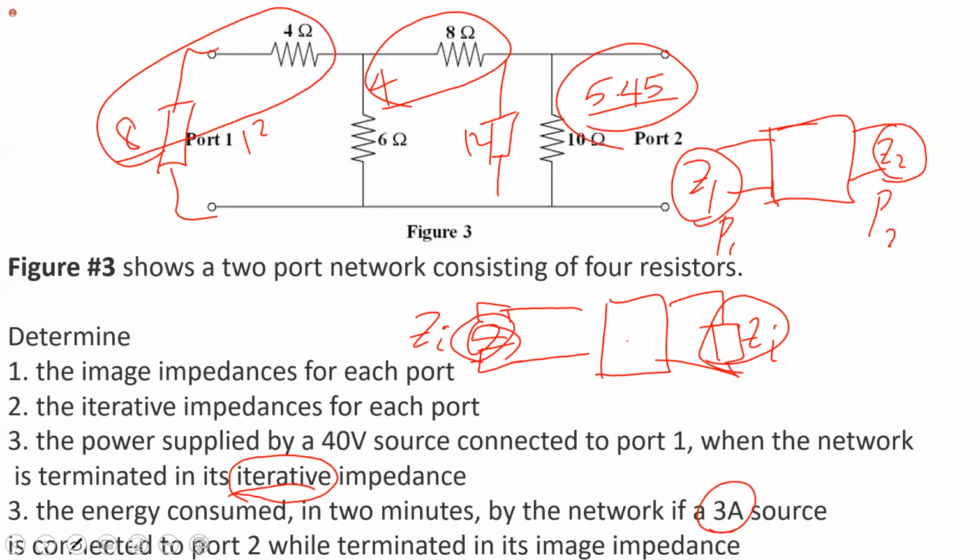If I'm at port 1 and the network is terminated in its image impedance, it means that it is terminated in Z2, and it will give me the Z1 value when I look in here.